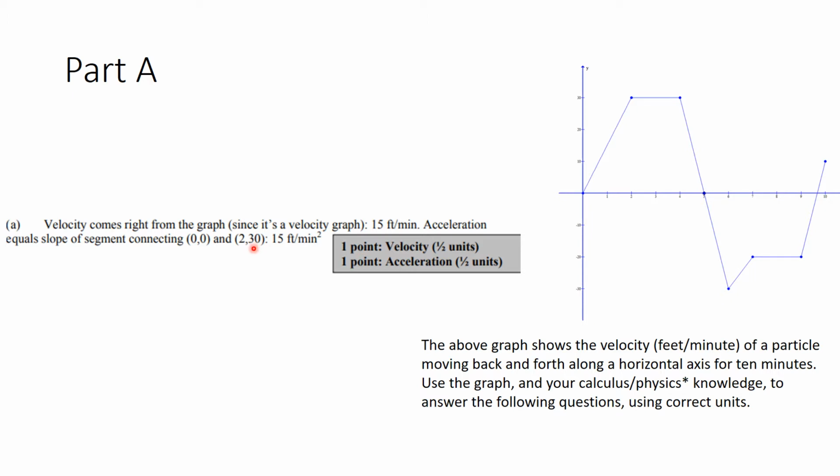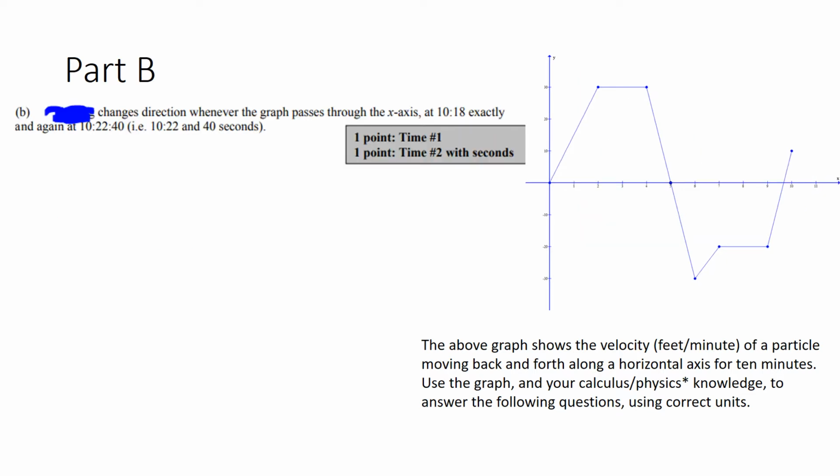The acceleration is the slope of that line. It's the change in the velocity over time. And so that's going to be the slope of the segment joining 0, 0, where we started, and 2, 30. And so the rise over the run is going to be 15 feet per minute squared. So give yourself 1 point for the velocity and 1 point for the acceleration if you got those correct, and deduct a half point if you did not get the units correct.